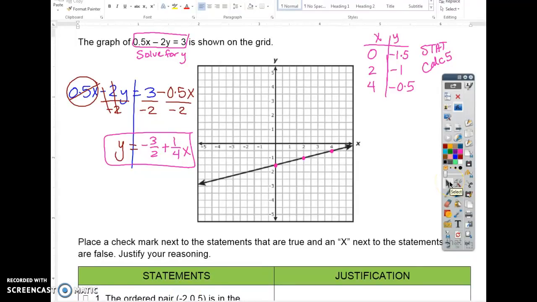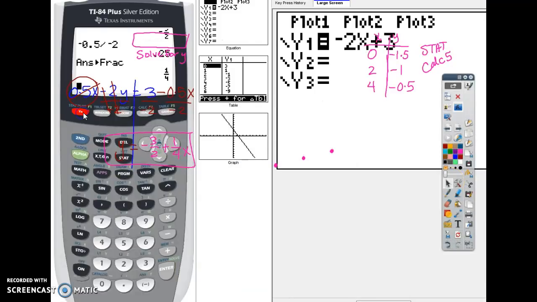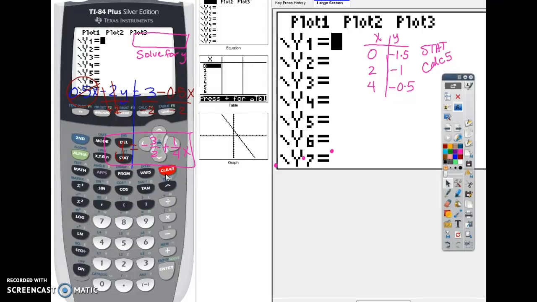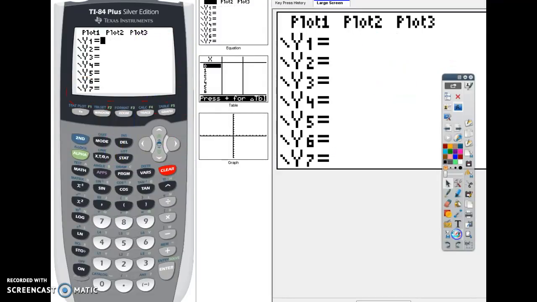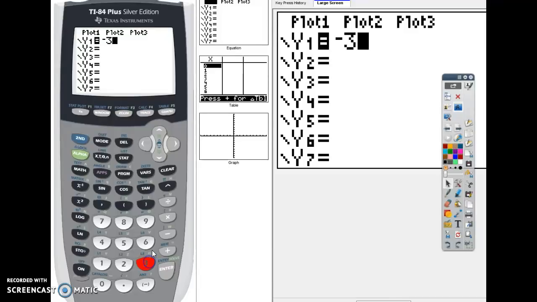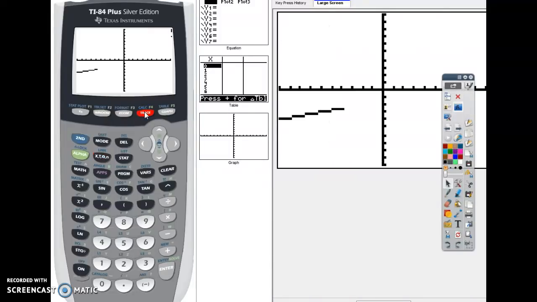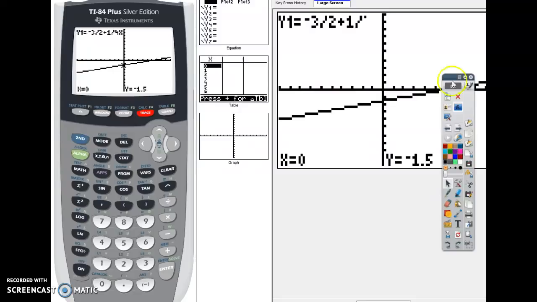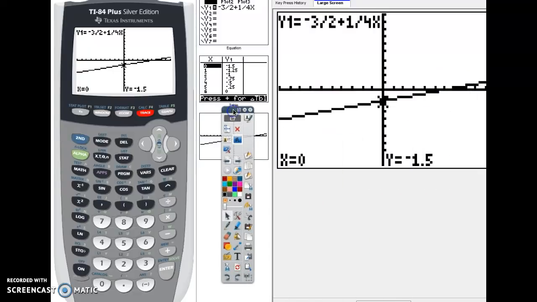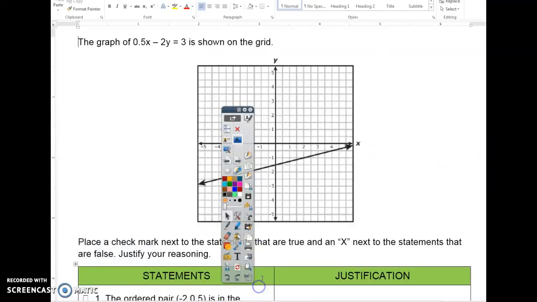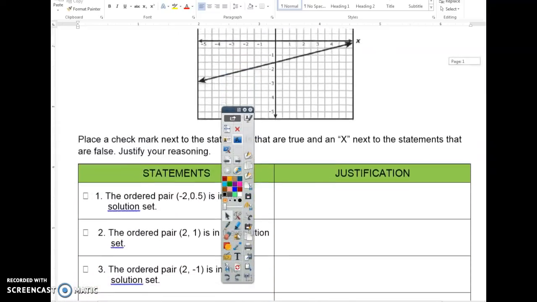So go ahead and put it in the calculator. Y equals negative 3 over 2 plus 1/4 x. Trace. That's the same graph that they gave us. But now I can type numbers in here and see what they give me over here. So let's go answer some of these questions, see if they're true or false.